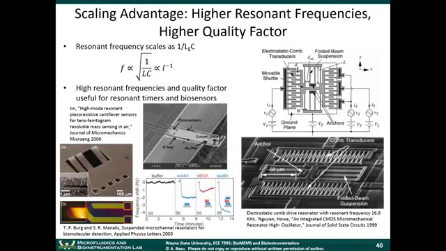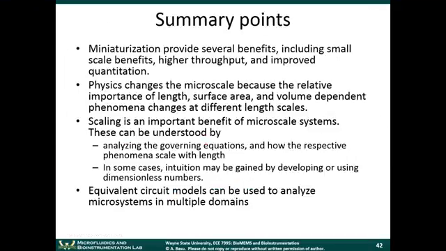All right, so just to sum up this module, the main points here. I hope that you've seen some of the benefits of miniaturization. It's not just being able to make things smaller and cheaper and to be able to make a lot of devices on a wafer, but there's a lot of physics that improves at the micro scale.